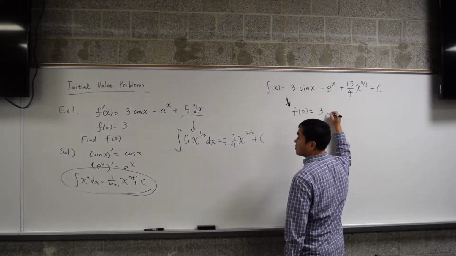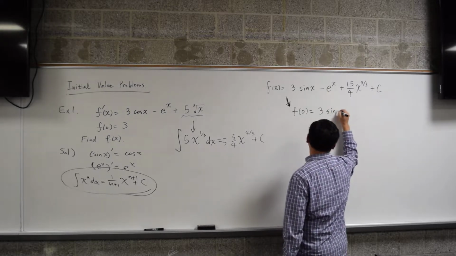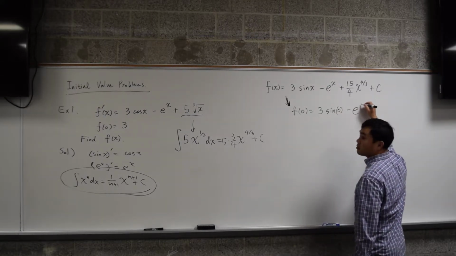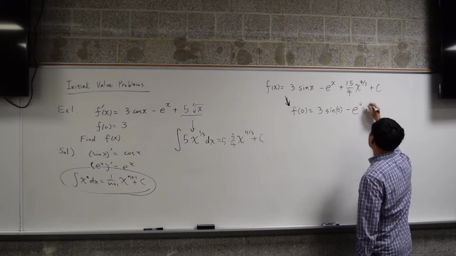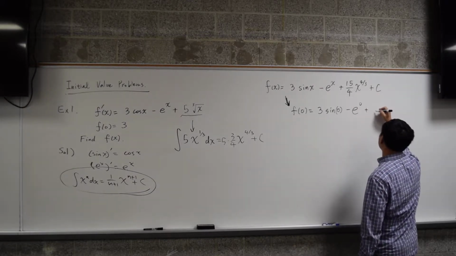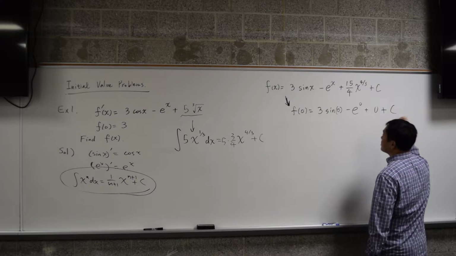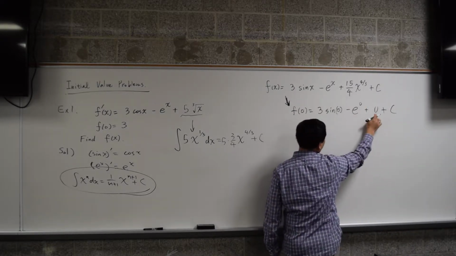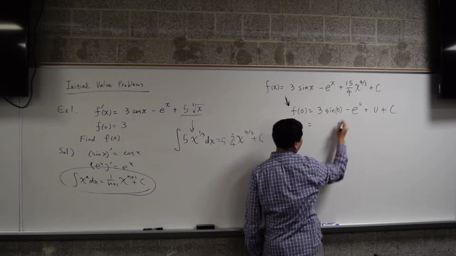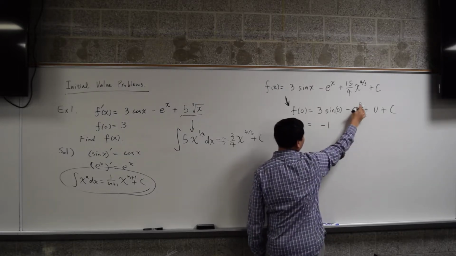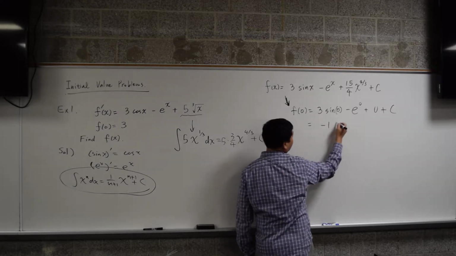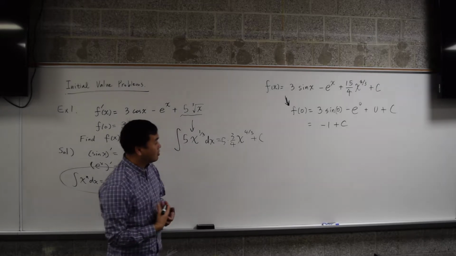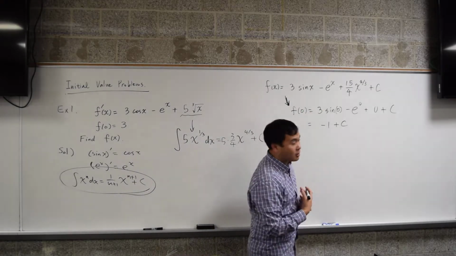3 sine of 0. What's sine of 0? 0. And e to the 0 is 1. You plug in 0 here, it's going to be 0 plus c. So you end up with this: sine of 0 is 0, you plug in 0, that's 0. The only thing that's non-zero is this one, which is 1. So you put minus 1 here, plus c. And that's what we get if we evaluate this function.